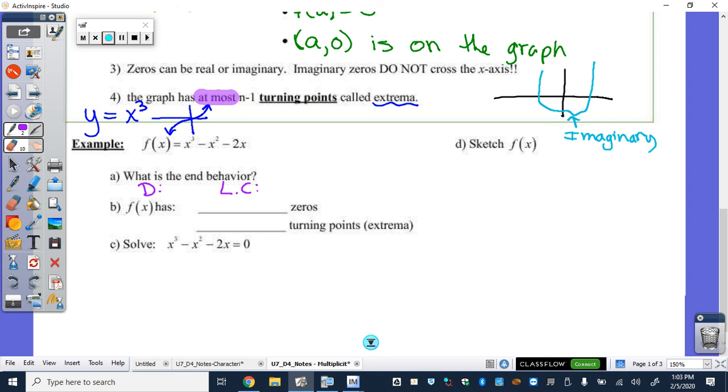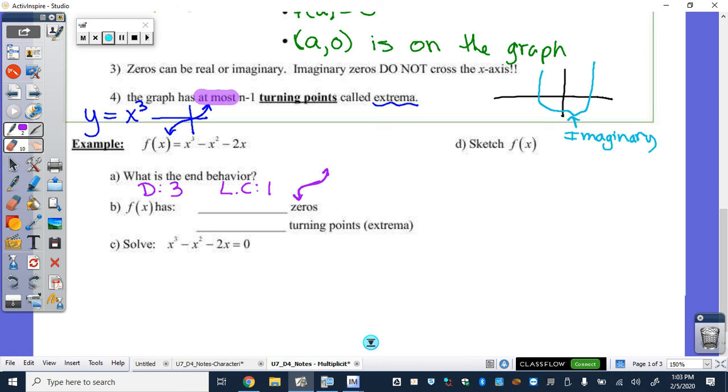So of my example, f of x, what is my degree? I heard somebody say it. Degree is a 3. That's in standard form. So my largest exponent. What's my leading coefficient? 1. So that means it's an odd degree with a positive leading coefficient. That means the left side of my graph will be pointing down. The right side of my graph is going to be pointing up.